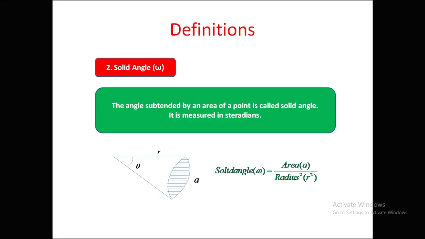So that area is called A, and this is omega, not theta, and omega is the solid angle and R is the radius of the circle. So solid angle omega is equal to area divided by radius square, where area A is this shaded area. So that shaded area divided by radius square.